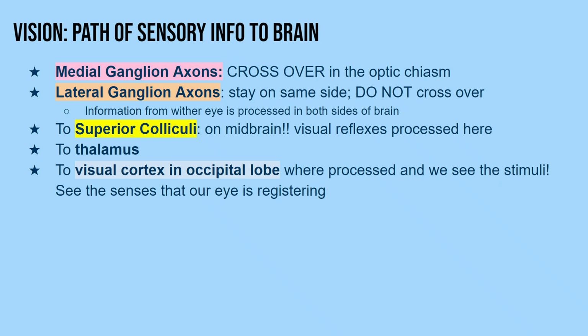I'm not sure if you guys talked about that yet, but reflexes are sometimes processed in the spinal cord, and then your body automatically responds to them without the information getting to your brain. Same thing with your eyes: visual reflexes before getting to the back of the occipital lobe are processed in the superior colliculi, and then you can reflex without even really registering what you're seeing. And then the information goes to your thalamus and then to the visual cortex in the occipital lobe, where the information is processed and we see the stimuli.